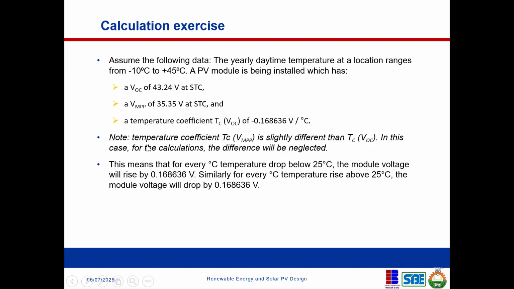Okay. Now note, the temperature coefficient at the maximum power point is slightly different from that of the open circuit voltage. In this case, for the calculations, the difference will be neglected. Now, this means that for every degree centigrade temperature drop below 25 degrees centigrade, the module voltage will rise by 0.168636. Similarly, for every temperature rise above 25 degrees centigrade, the module voltage will drop. I think I've explained this already.